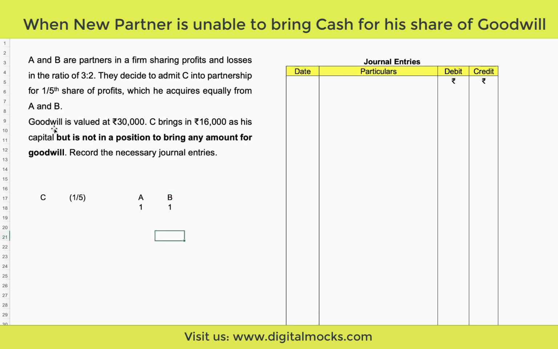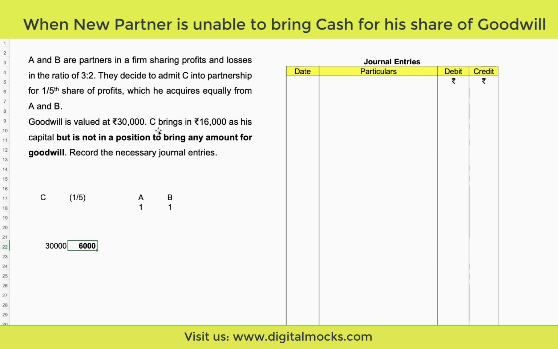Let's see further. Goodwill is valued at rupees 30,000. So this is the value of goodwill, 30,000, and the partner C is supposed to bring his share, and his share is 1/5. Let's see what is his share in this valued goodwill. So he is supposed to bring rupees 6,000.